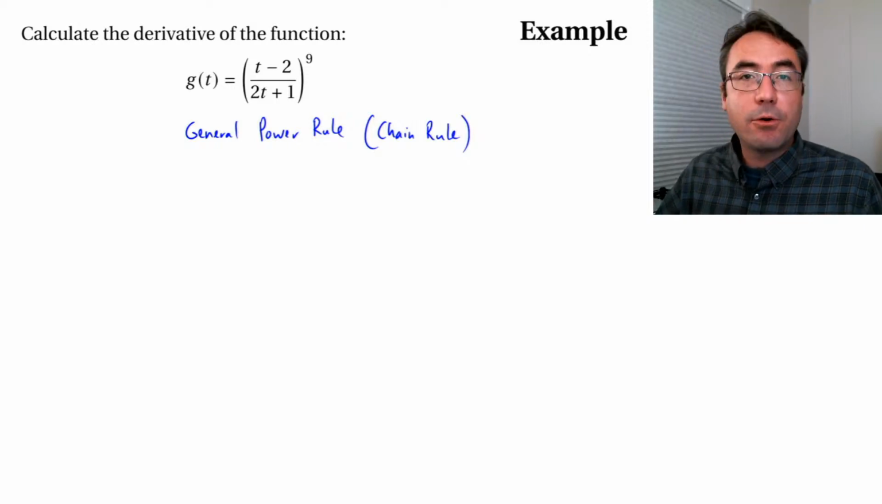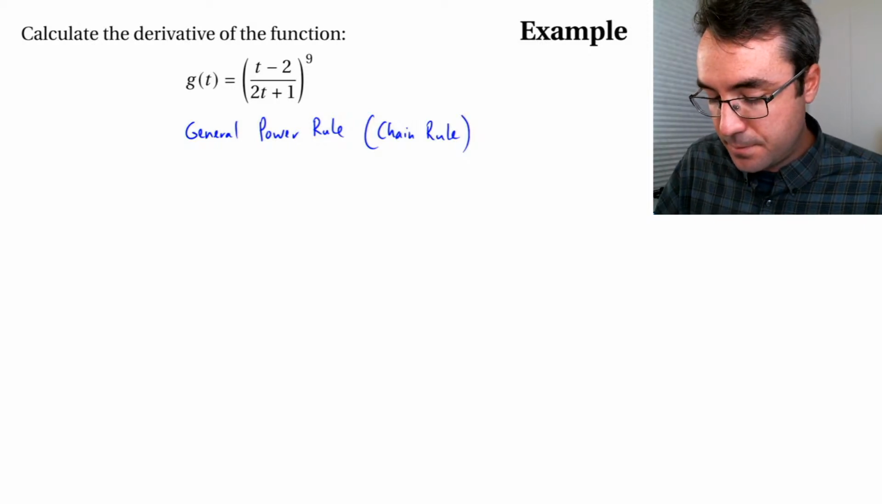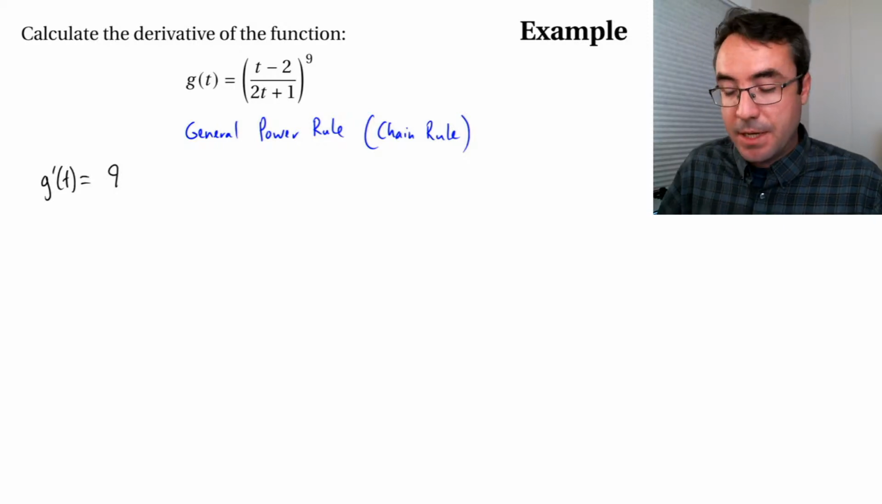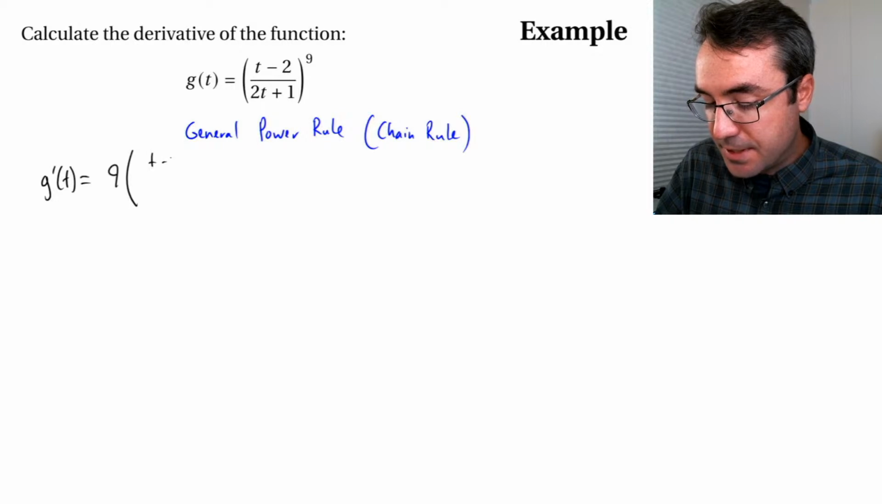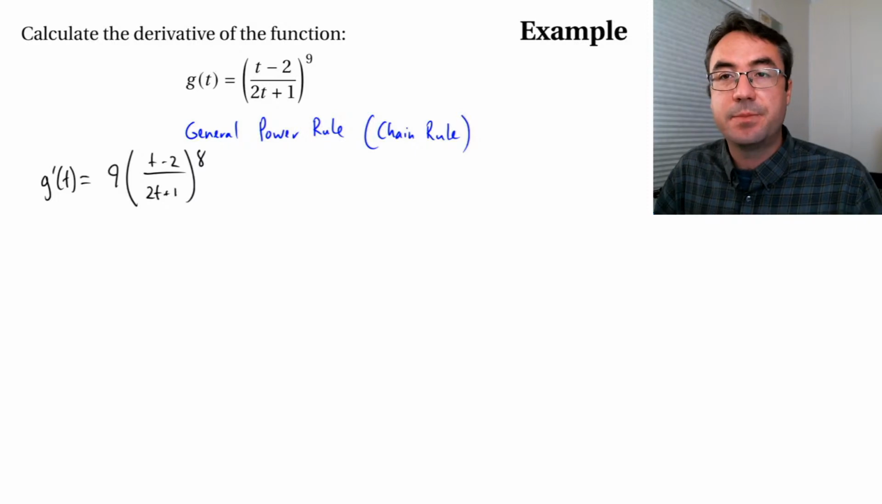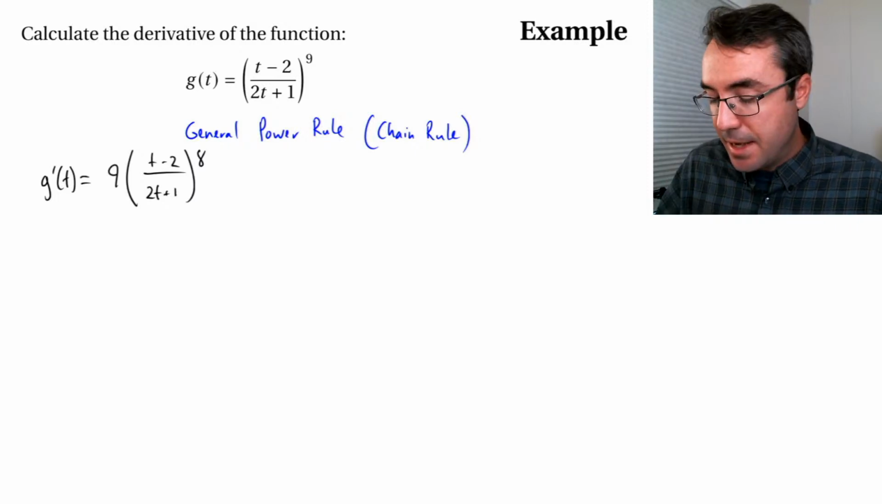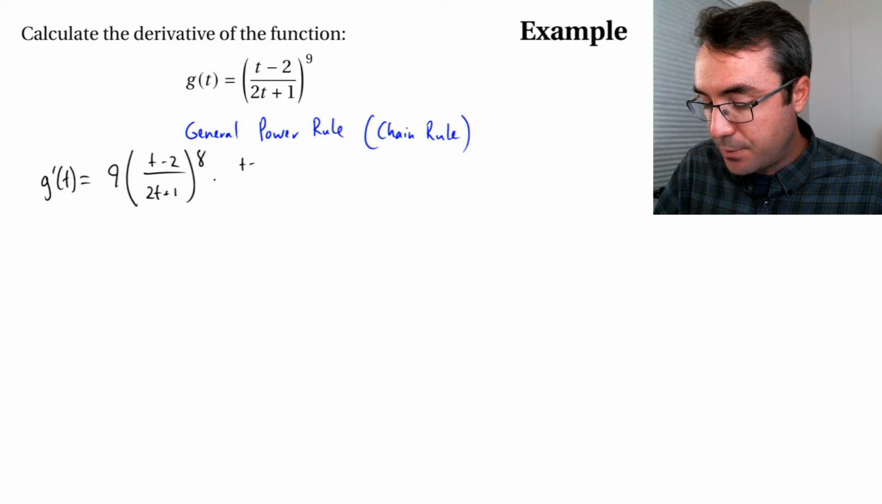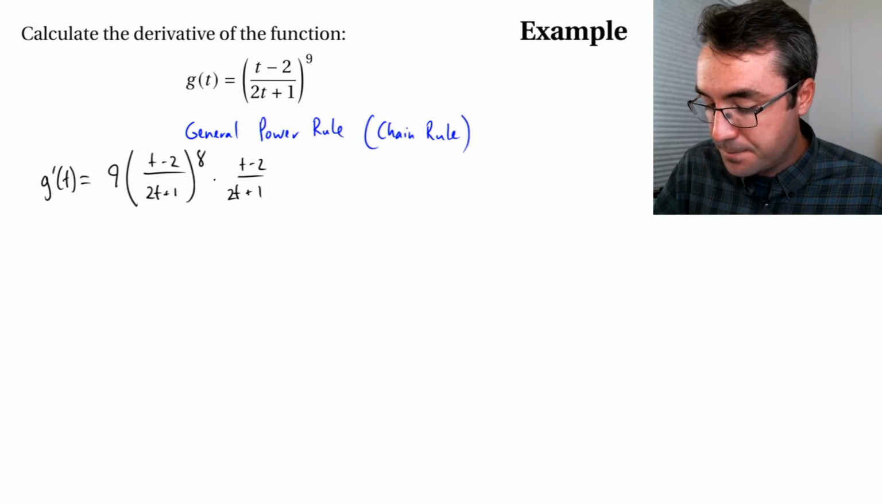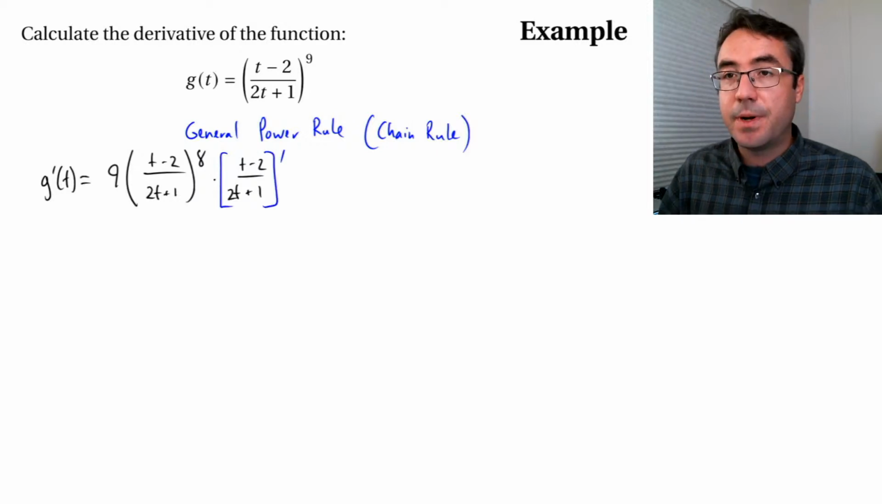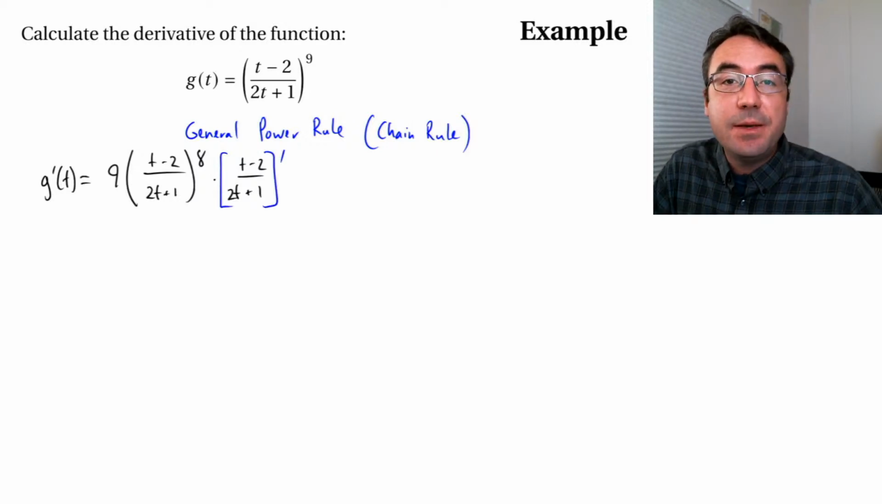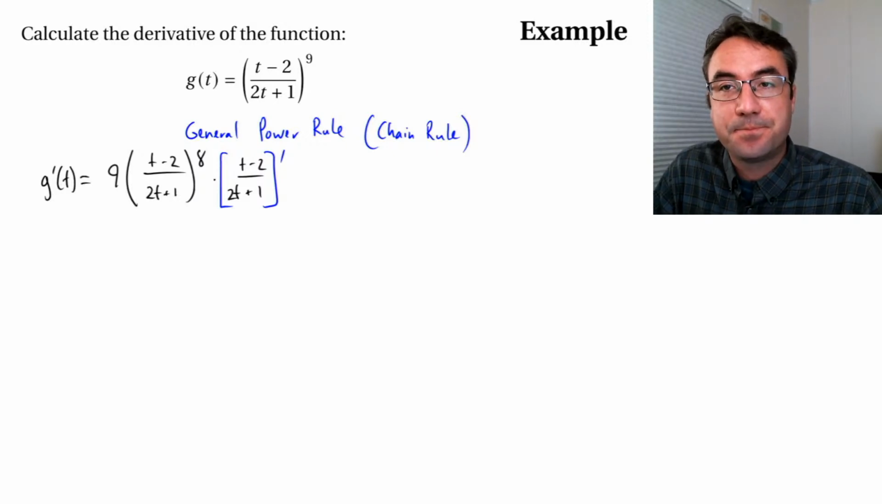So how does the general power rule work? Well, we bring down the exponent, 9. Keep what's inside the parentheses exactly the same. Subtract 1 from the exponent, so it takes us down to 8. And then we take the term that's inside the parentheses and we multiply by its derivative. So we want to do the derivative of t minus 2 divided by 2t plus 1.